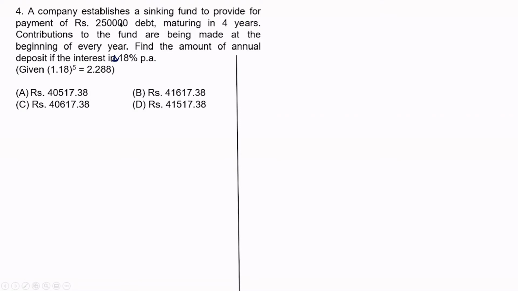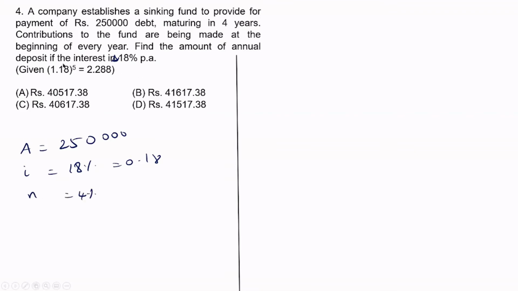So here a company establishes a sinking fund to provide for rupees 2,50,000 debt and it is maturing in 4 years. Contributions are being made at the beginning of every year. We need to find the amount of annual deposit when the interest is 18% per annum. So here A is 2,50,000 and I is 18% per annum, it is 0.18, and N is 4 years.